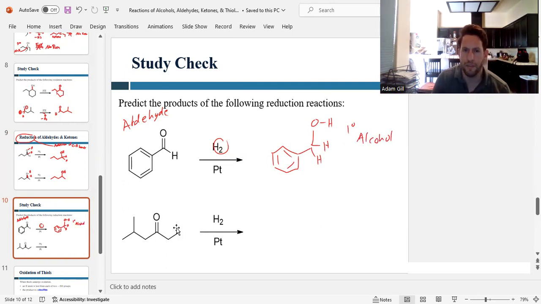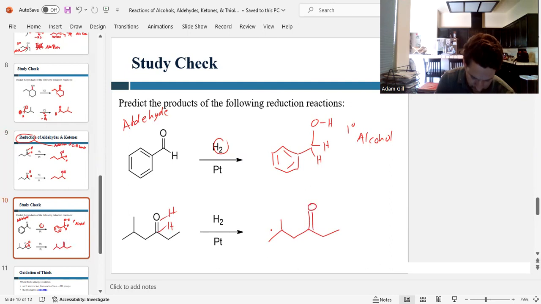All right, now for the next one, looks like a ketone, but it's going to be the same reaction scheme, right? Wherever the double bond is, that's going to break, and you're going to end up with a hydrogen on each side of that double bond, which is being turned into a single bond. So reduction, we are adding the two hydrogens back onto the molecule.